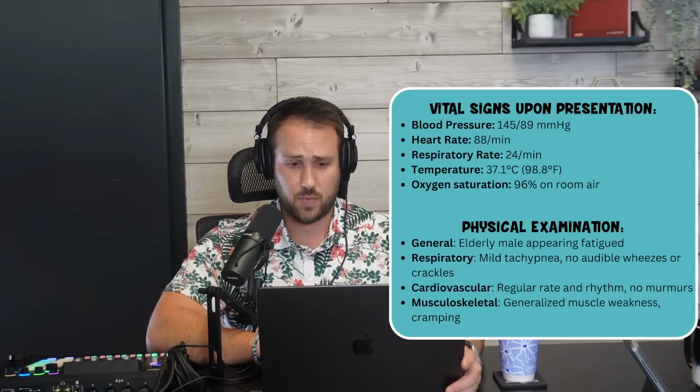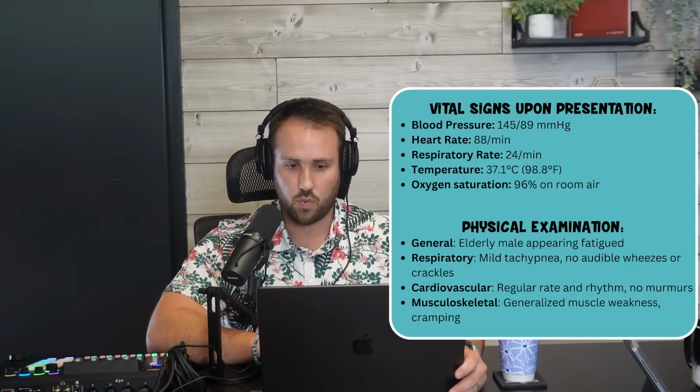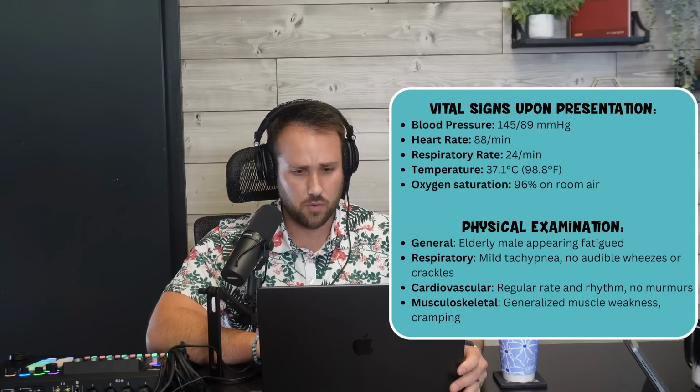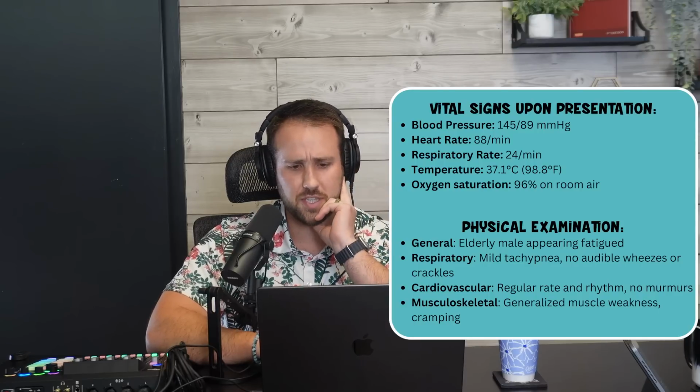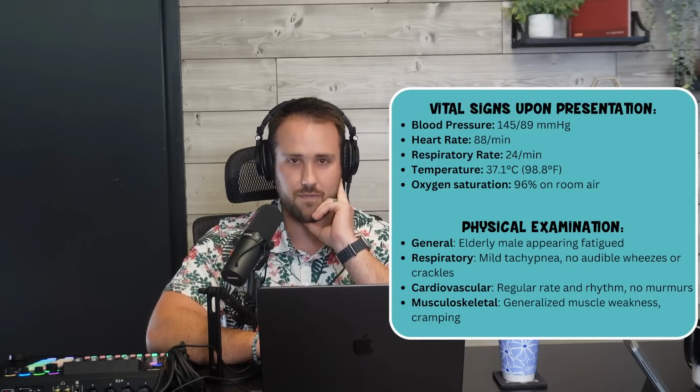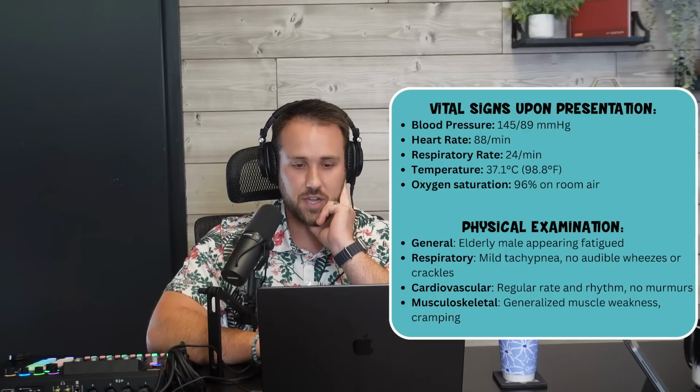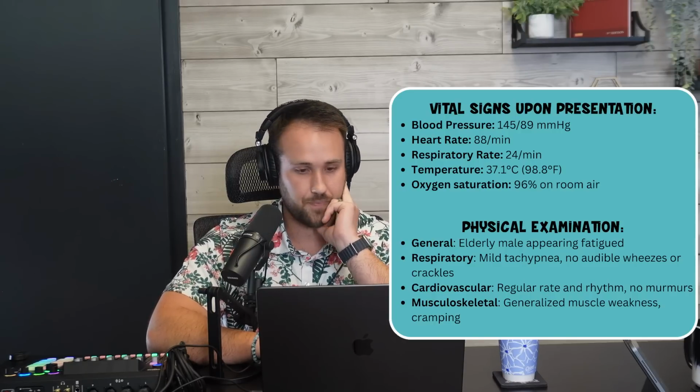Review of systems: we have respiratory, increased work of breathing, no cough or wheeze. GI, frequent heartburn, managed with over-the-counter meds, the antacids. MSK is muscle weakness and cramps he's experiencing. Some vitals we have for this gentleman: blood pressure is 145/89, a little elevated. Heart rate is 88. Respiratory rate is 24, again, a little elevated. Temperature is 37.1 Celsius or 98.8 Fahrenheit, and his oxygen saturation is 96% on room air.